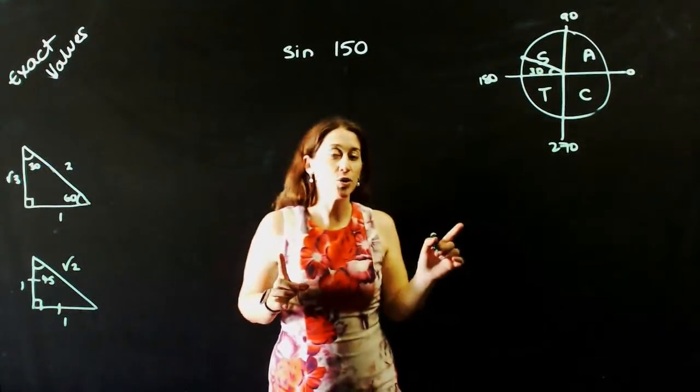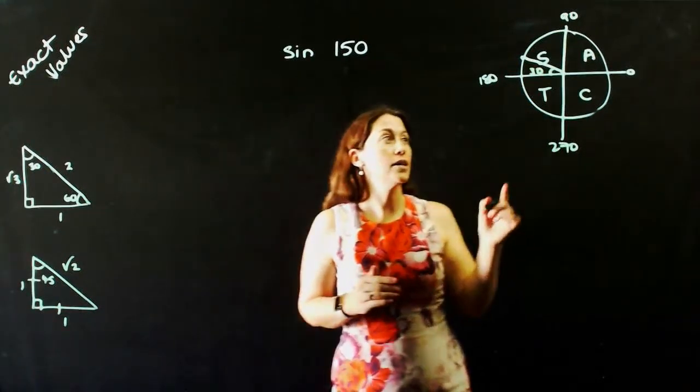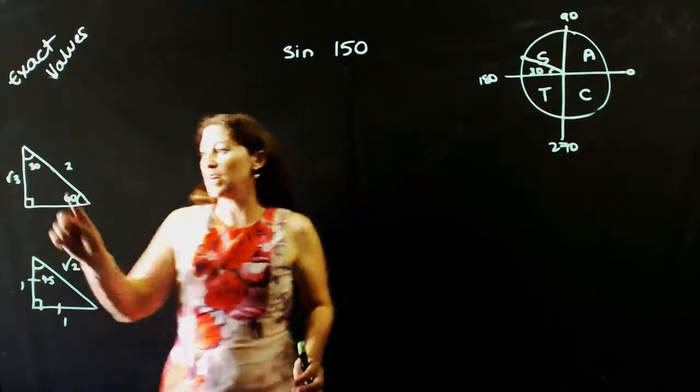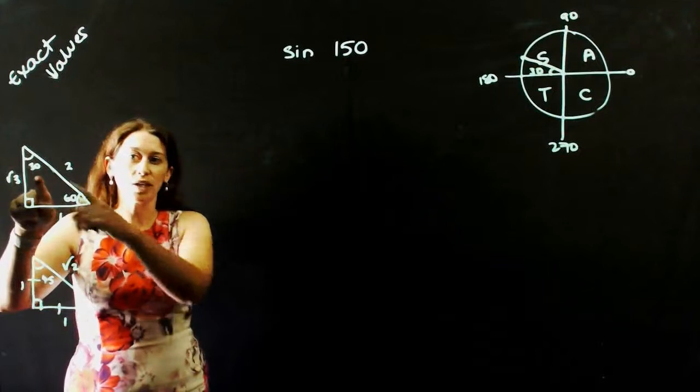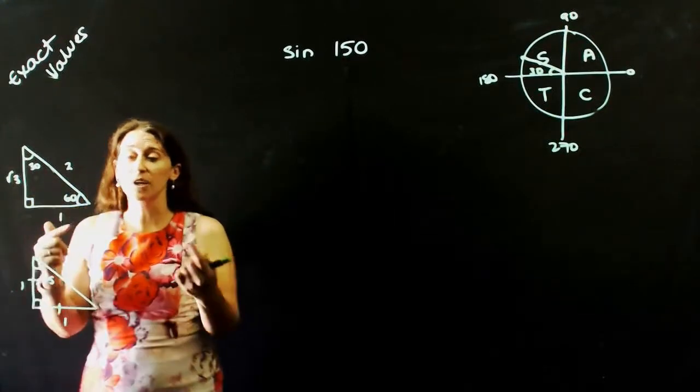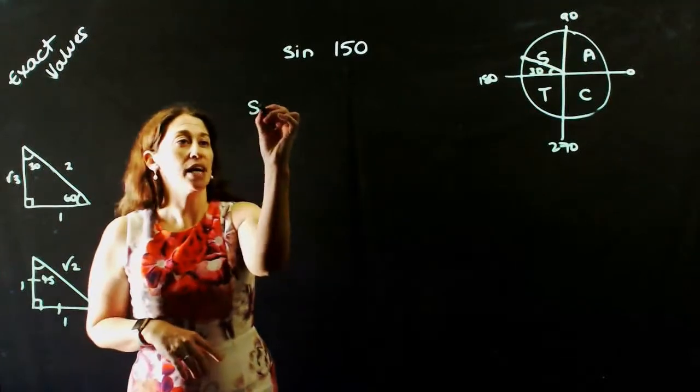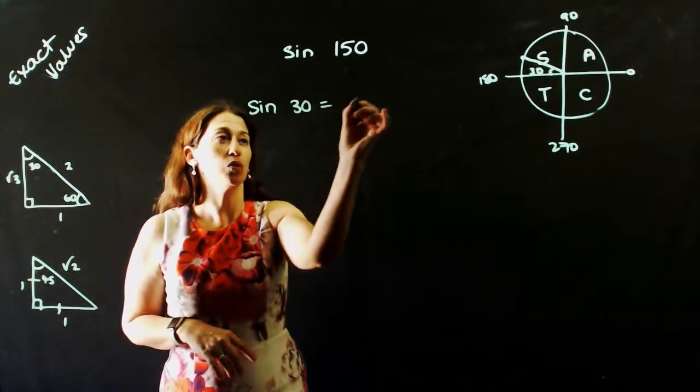So what I need to do is find out, well, what is sine 30 degrees? Well, 30 degrees is one of my exact values. If I look at this triangle, we can work out sine being opposite divided by hypotenuse. Sine 30 is a half. So we can say that sine 30 is 1/2.